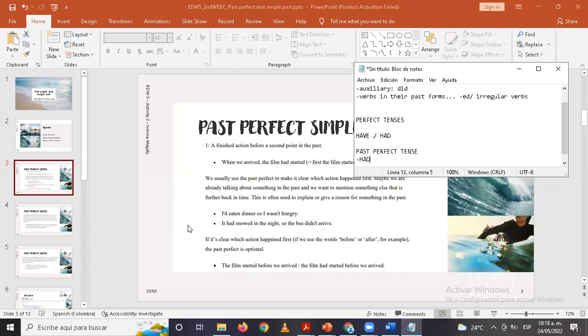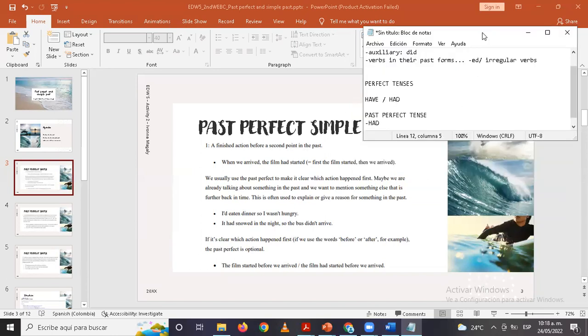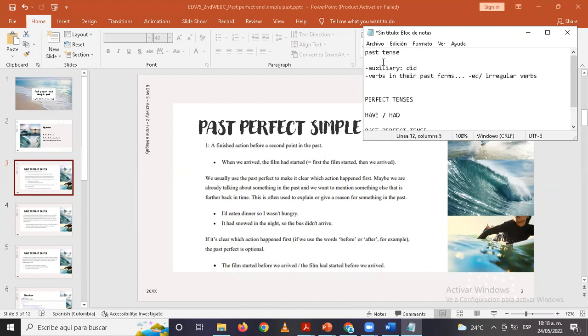So here we have, let me see, sorry teacher. Okay, yes, I saw that, Felipe, don't worry. This is an instruction on how to use past perfect, a finished action before a second point in the past. Okay, this is an instruction to use past perfect and past simple. Let me put here past simple.